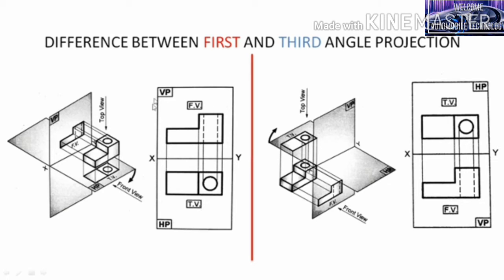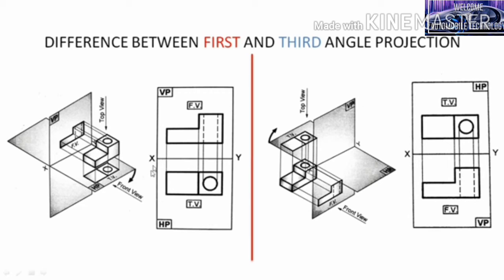All the views of the first angle projection method are shown in one plane in the direction of observation. In the third angle projection method, the object is kept in the third quadrant. The plane of projection lies between the observer and the object, and the planes of projection are assumed to be transparent.